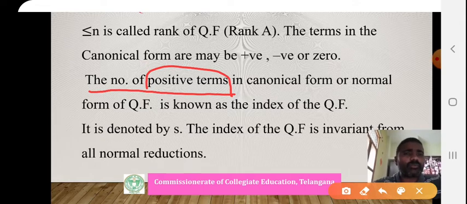It is denoted by small s, and the index of the quadratic form is invariant under all normal reductions. That means whatever method we apply, the index will be fixed. The number of positive terms will be fixed. You can apply any method, you get the same number of positive terms. The positive terms do not vary from method to method. Therefore the index of the quadratic form is invariant under all normal reductions.